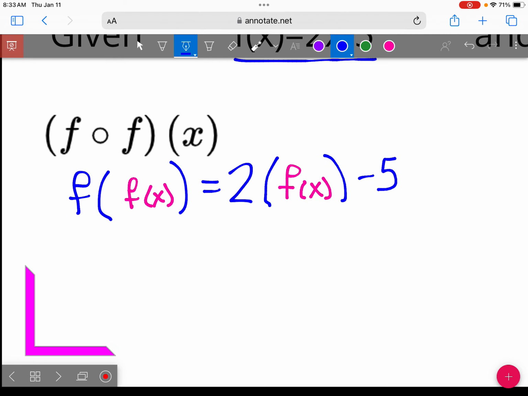When I do that, when I have 2 times 2x minus 5, minus 5. So I'm substituting it in.